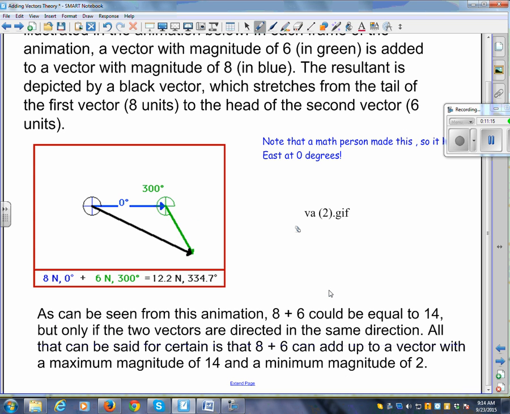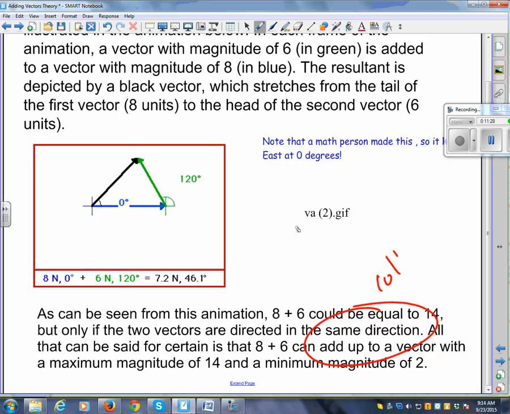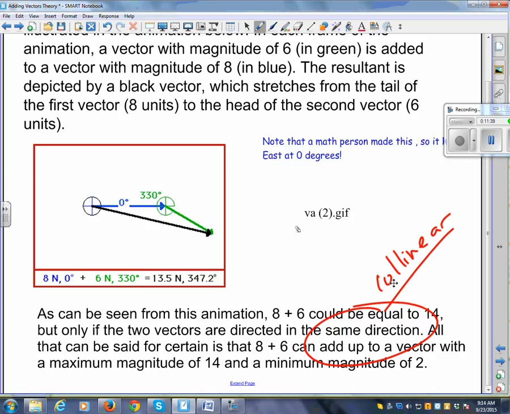As can be seen from this animation, 8 plus 6 can be equal to 14, but only if the two vectors are directed in the same direction. Physics people and math people have a fancy word for same direction. It's called collinear. I will never use that word. It's just a fancy math professor word. Collinear means in the same line. They share the same line.